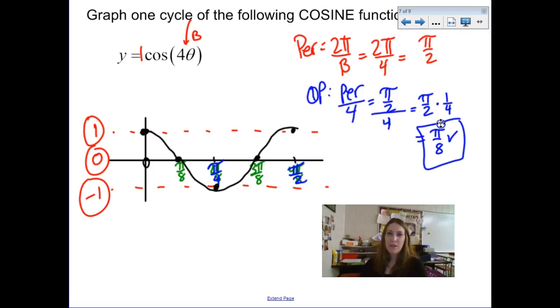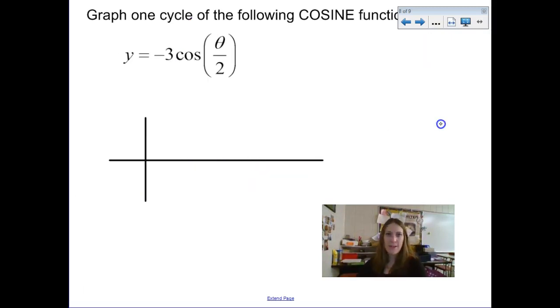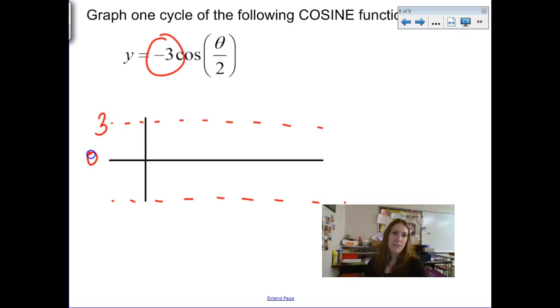All right, let's see. Oh, there's one more. Why not? Let's do this one for fun. Period is going to be changed, and the amplitude changed. Ooh, and it's negative. All right, so the amplitude's 3. So I can label those. That doesn't change with the negative.